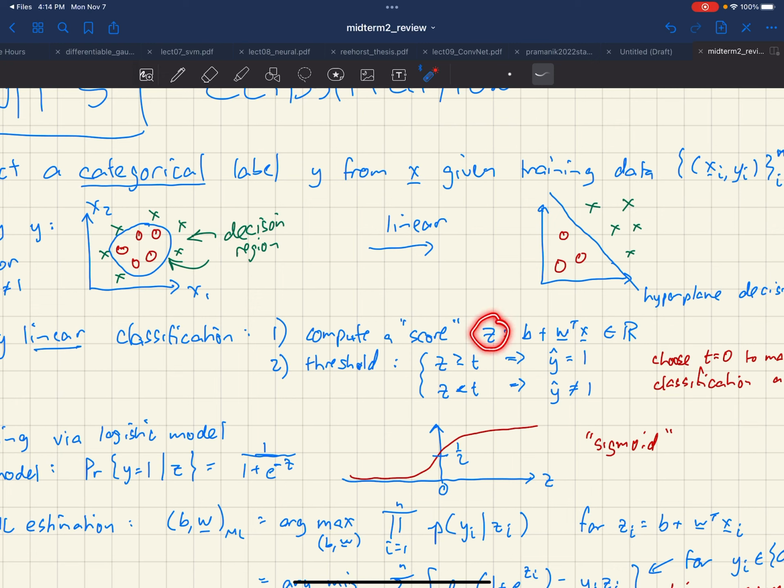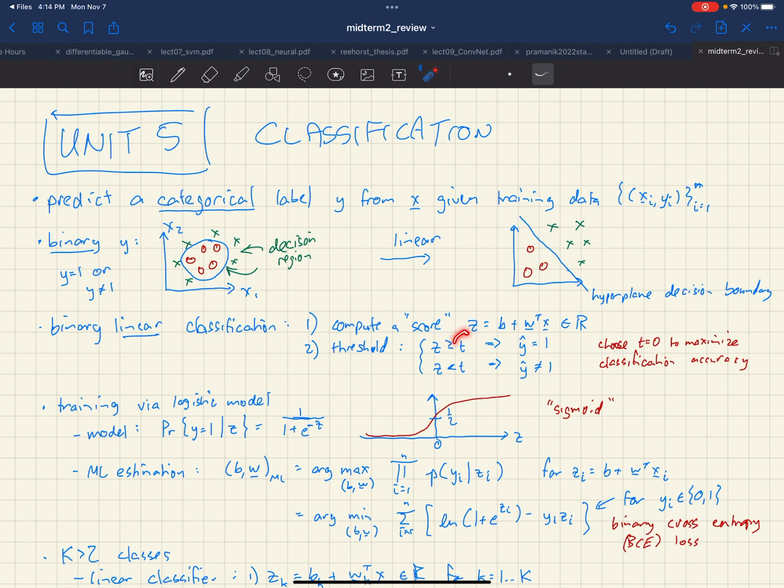Once we have this score Z, we can simply threshold it. We choose some value t. Often t is 0, but it doesn't have to be. When z is greater or equal to t, we declare that our estimate of the label y hat is 1. When z is less than t, we declare that our estimate is not equal to 1. And we did talk about how to choose t. We found that choosing t equals 0 is what we want to do if we want to maximize classification accuracy. That's not always our goal. We'll talk about other goals in a little bit. So that's just a review of binary linear classification in its most general form.